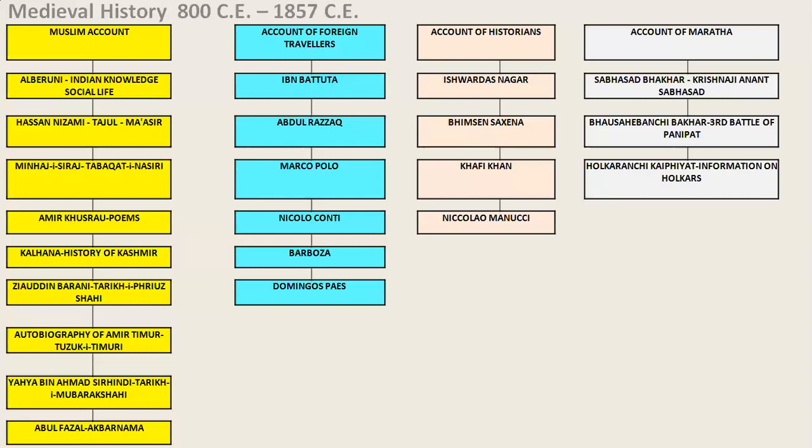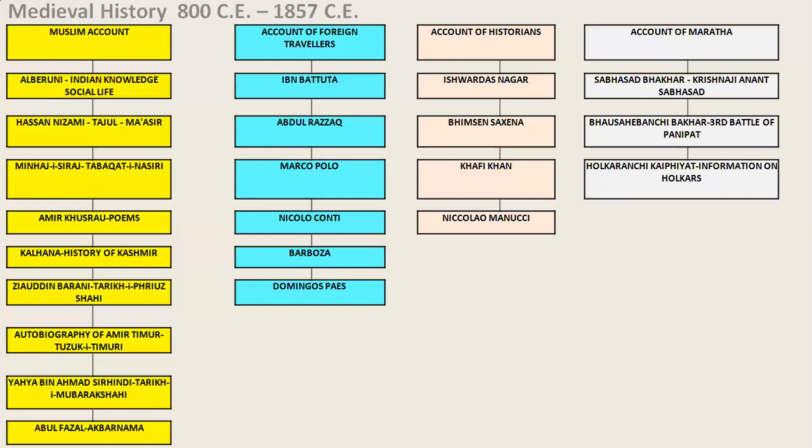Examples of these are the Sabasad Bakar written by Krishnaji Anand Sabasad, which tells us a lot about the administration of Chhatrapati Shivaji Maharaj, forts that were built by him, navy during his reign, and various other features of his lifetime.